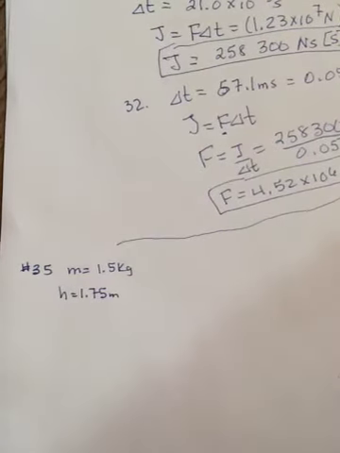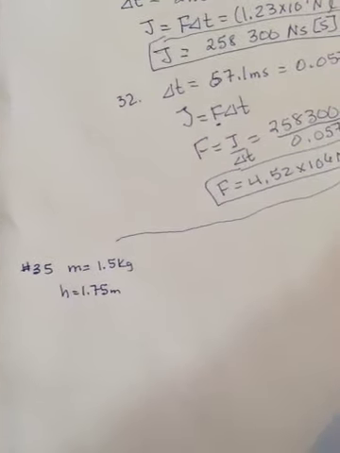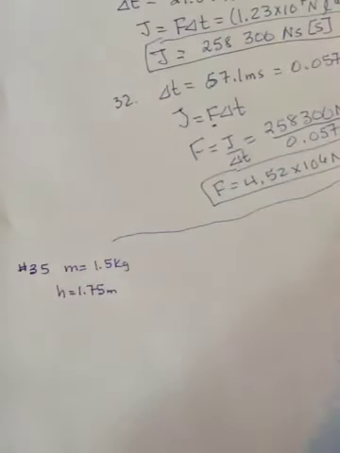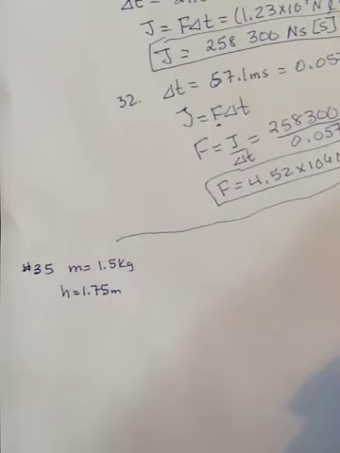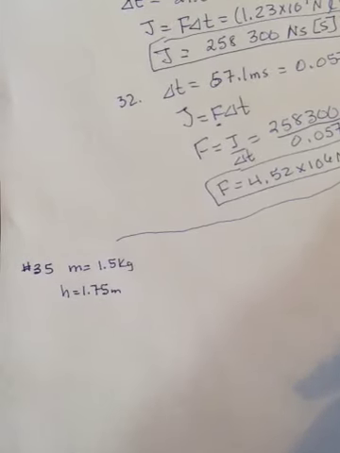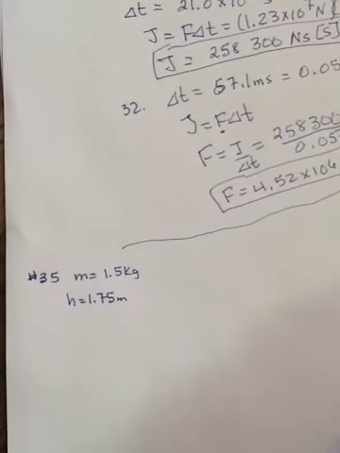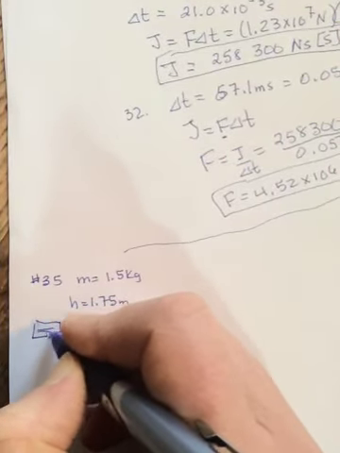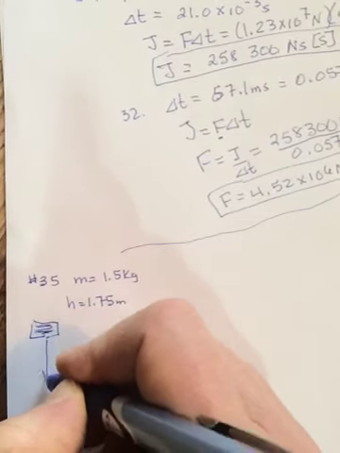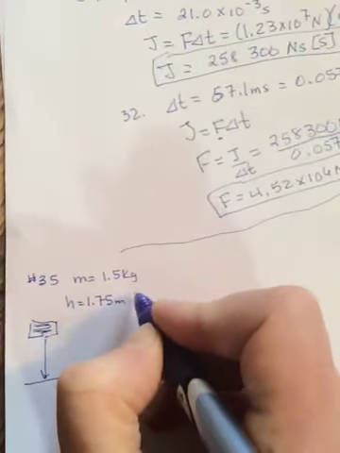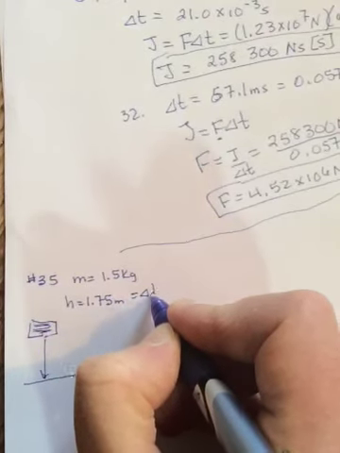Okay, so we were on question number 35, which said you were dropping a book from a height of 1.75 meters. The book's mass was 1.5 kilograms, and it wants to know the impulse that the floor is going to put on the book. Before we can figure that out, the book is falling, right? And so we need to figure out what's the speed that the book hits the floor with. So this height is really a delta D.